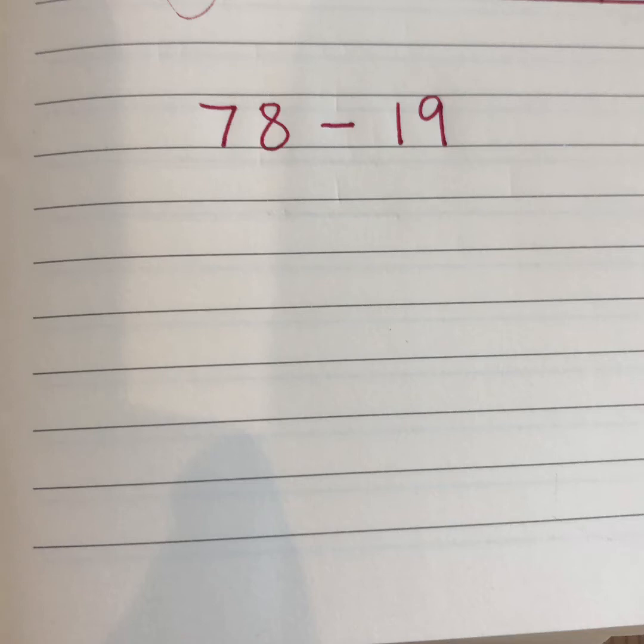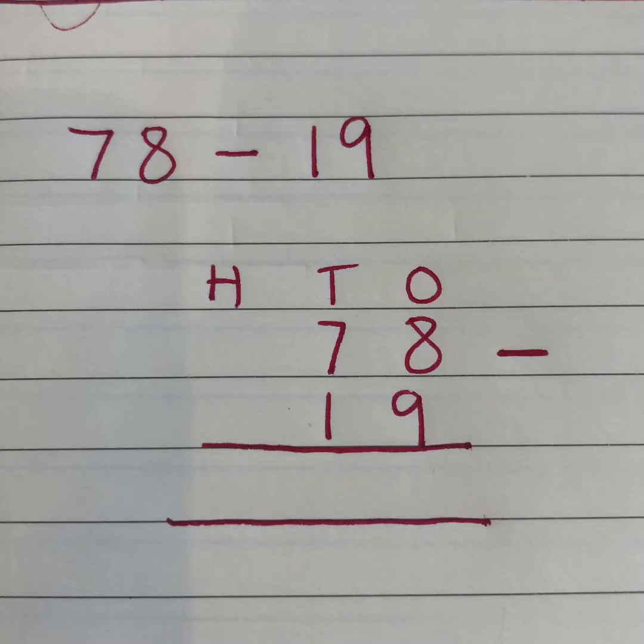You can have a go and pause the video and then check the answer, but I'm going to do it with you in a moment. Okay, so it should look like that if you've put it in the columns correctly. And our first thing we need to do is do 8 take away 9. So again, alarm bells should be going off in your head: 8 take away 9.